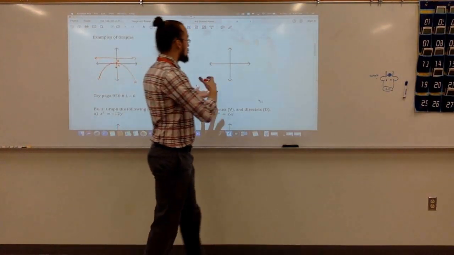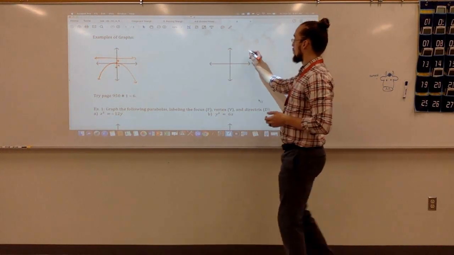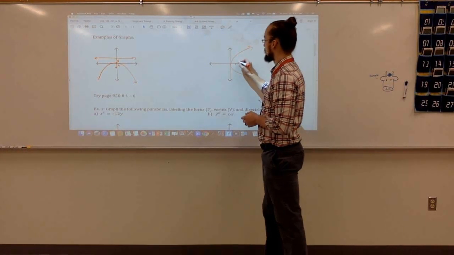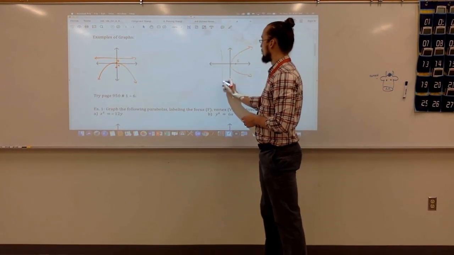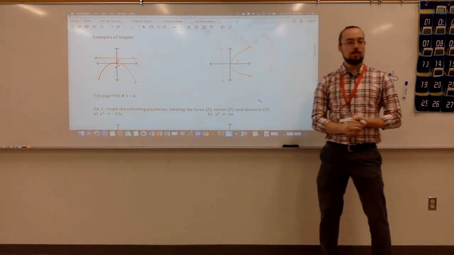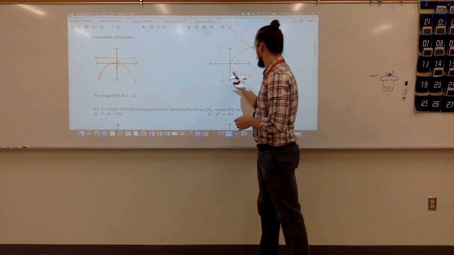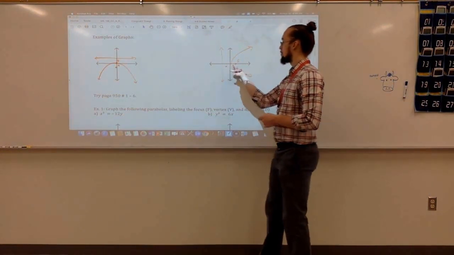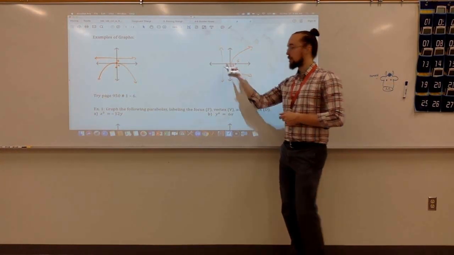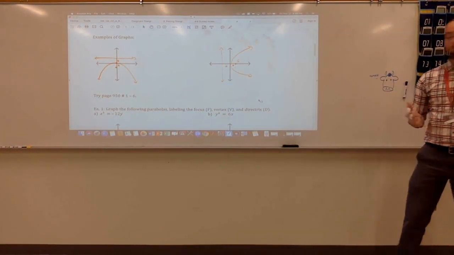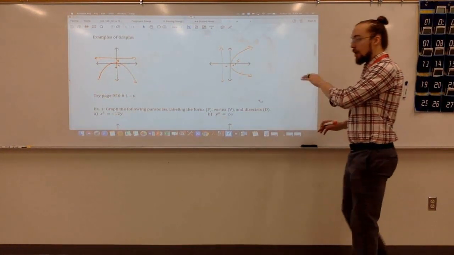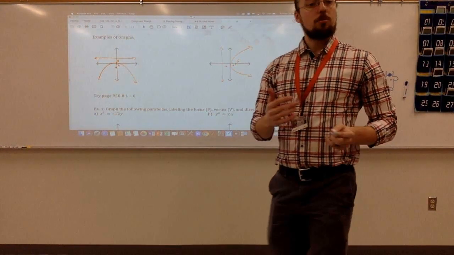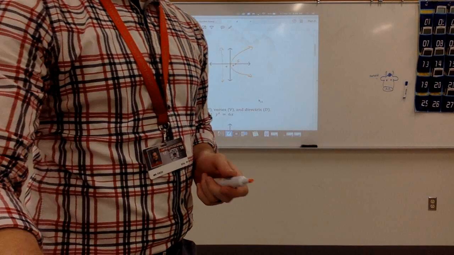We can also have our parabolas opening left or right. I could have something that looks like this, my focus here and my directrix over here. Distances aren't quite the same in my picture, but those two distances, from the focus to the vertex and then the vertex to the directrix, should be exactly the same. We're going to skip the part in the book here for now. So let's actually try a couple of these.